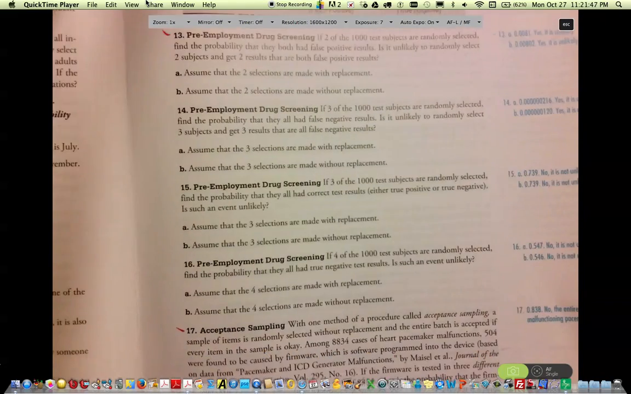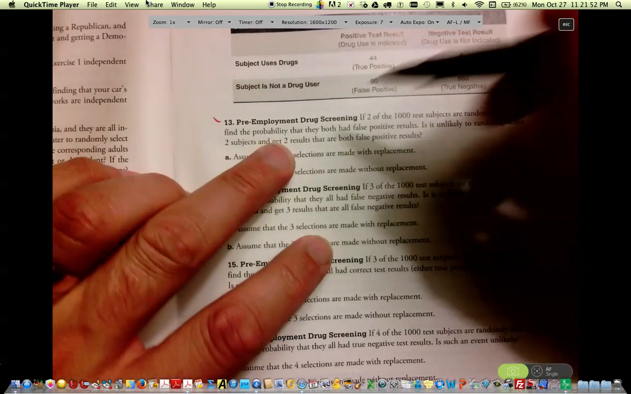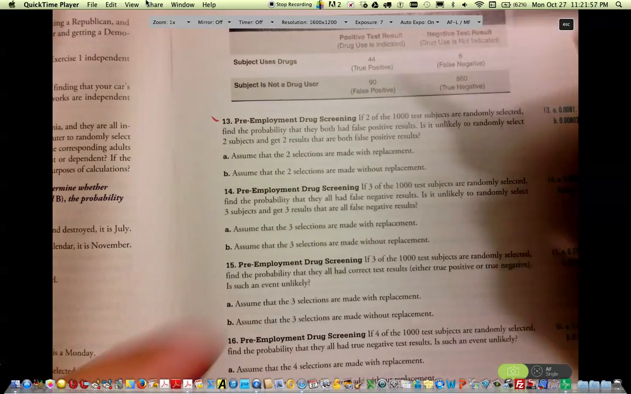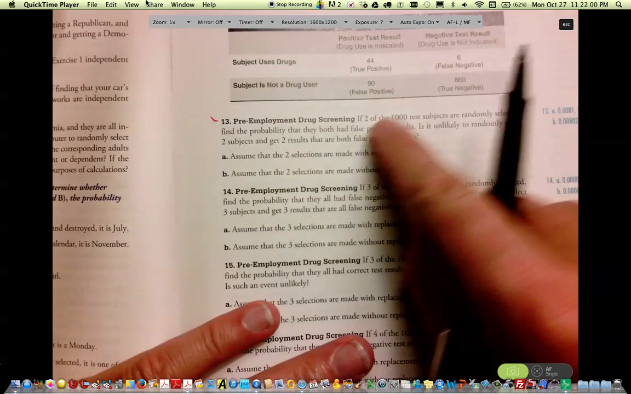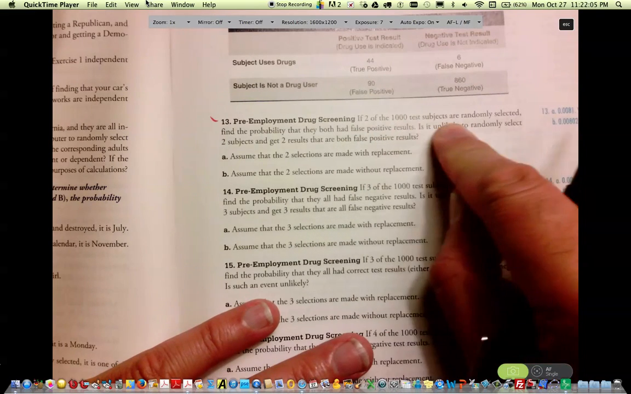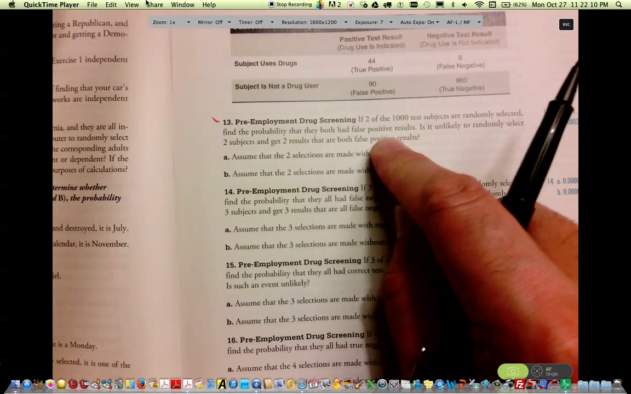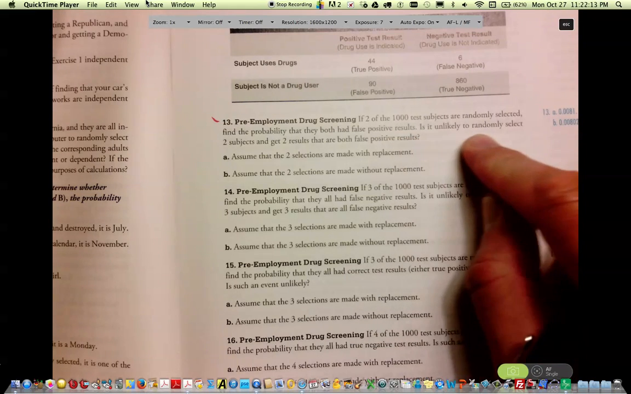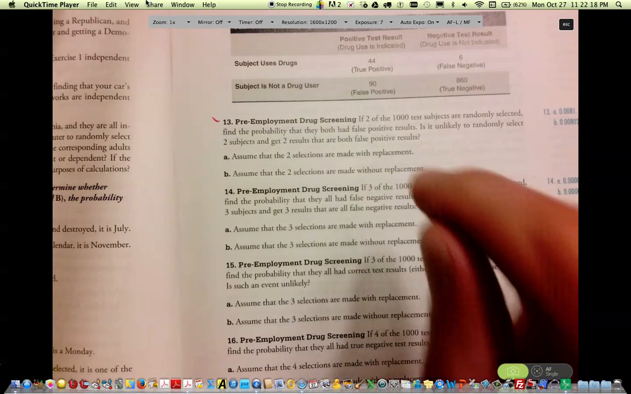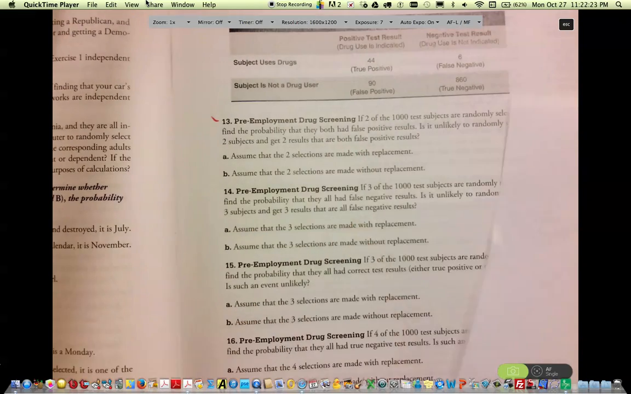Now if we move on to question number 13, this is about pre-employment drug screening. This is the data up here above. It's the same data that we had on the previous page. We're going to randomly select 2 of the 1,000 test subjects to find the probability that they both had false positive results. Is it unlikely to randomly select 2 subjects and get 2 results that are both false positives? If we think about these 2 events, they are not independent.